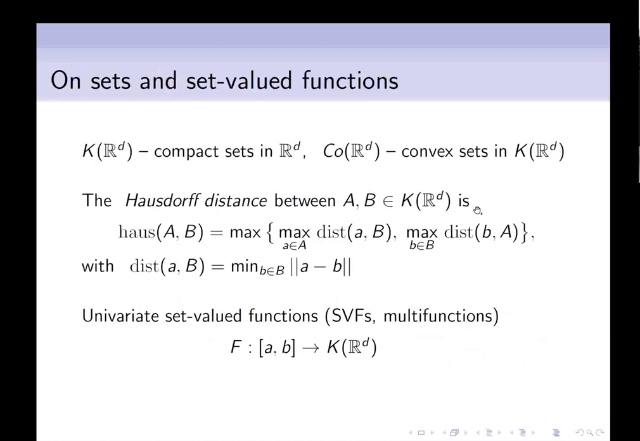So some notions and notations I will need. By K or D, I denote the collection of compact sets, or D is the collection of convex sets. To measure the distance between sets, we use the Hausdorff distance. Here is its definition. This denotes the distance from a point a to a set B. And we consider set-valued functions, univariate set-valued functions, mapping a closed interval to compact sets in R^n. So the values of F are compact sets in R^n.